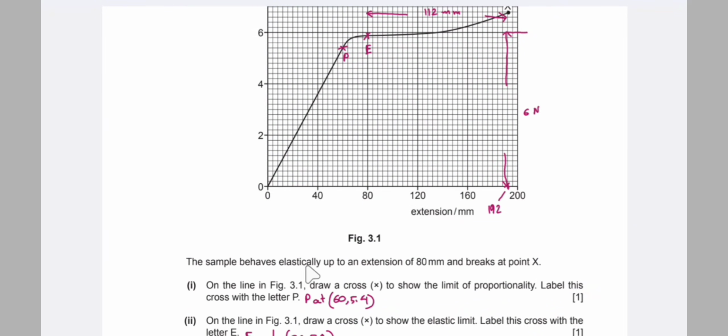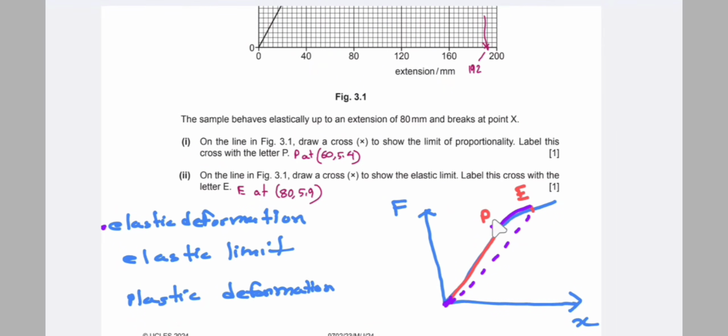The sample behaves elastically. So what is elastic? For elastic deformation, we know that when the force is removed, the object returns to its original shape or size. That means when the force becomes 0, the extension becomes 0, and we can say that the deformation is elastic deformation. That is, in elastic deformation, the object returns to its original shape or size when the force is removed.